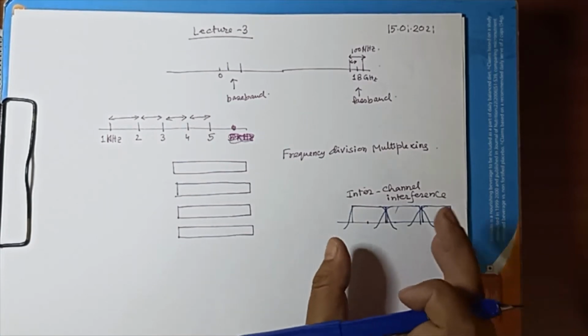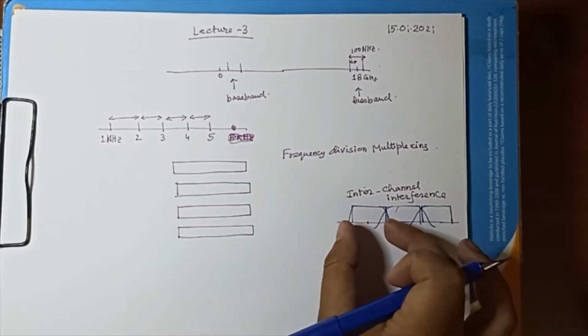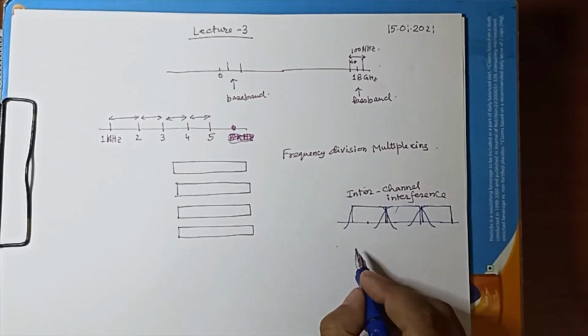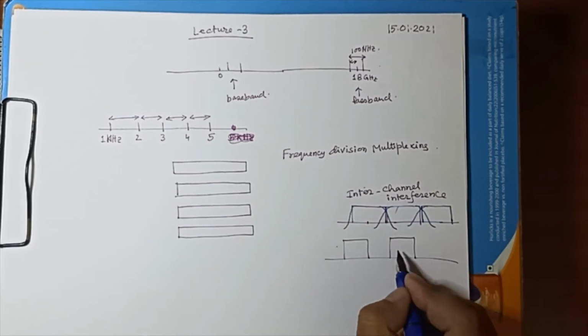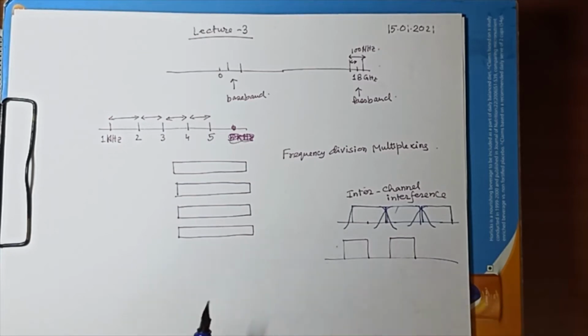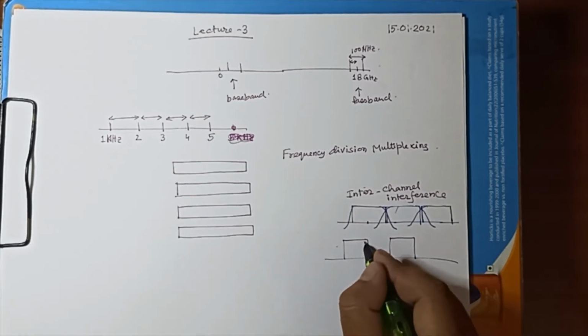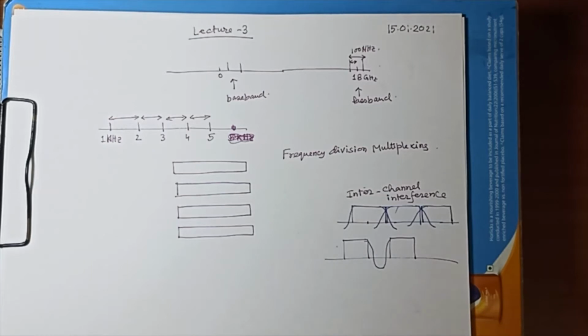So one solution is basically to keep the so-called channels separate. There should be some stop band. So this is one band and then there is the next usable band, such that whatever roll-off you are having here, that roll-off should not overlap with this.